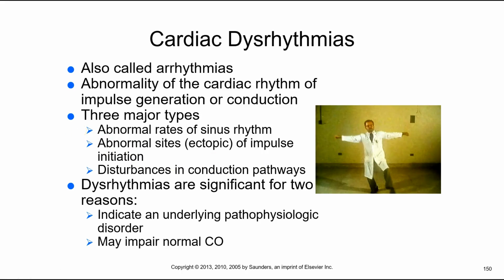So dysrhythmias are the same thing as arrhythmias. It just means that instead of PQRST on your ECG, instead of your atria contracting and then your ventricles contracting, things happen too fast or too slow or in a discoordinated fashion. Maybe your atria contract multiple times before your ventricles can contract.